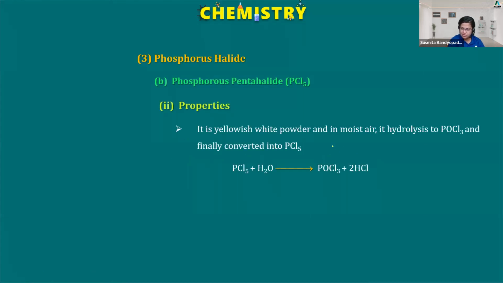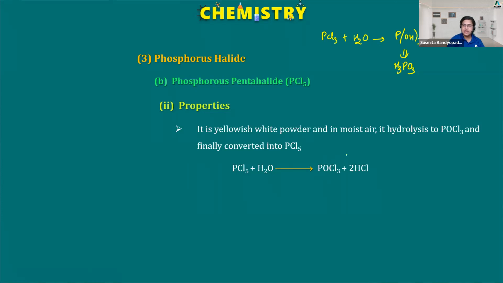PCl5 is a yellowish white powder. Compare the hydrolysis product of PCl3: when it gets hydrolyzed, you get P(OH)3, the same as H3PO3, and HCl. But when PCl5 is hydrolyzed, again by SN2, you can show it. Very good.